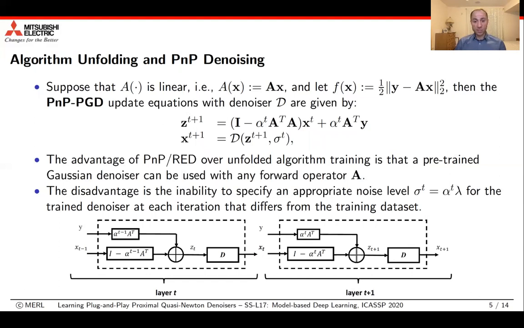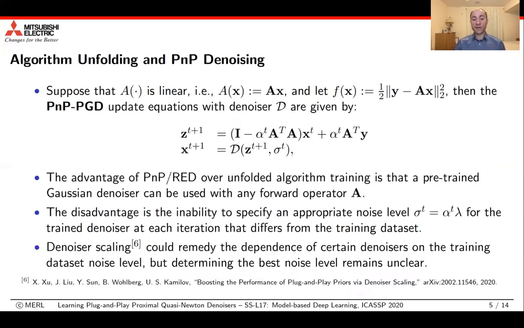One disadvantage of the current implementations of plug-and-play methods is that there is no proper ability to assign a noise level to the denoiser that is different from what has been used in the training data set. Very recently, there was a paper that proposed denoiser scaling that could remedy this problem for certain types of denoisers. However, it was still unclear how to choose the best denoising parameter.